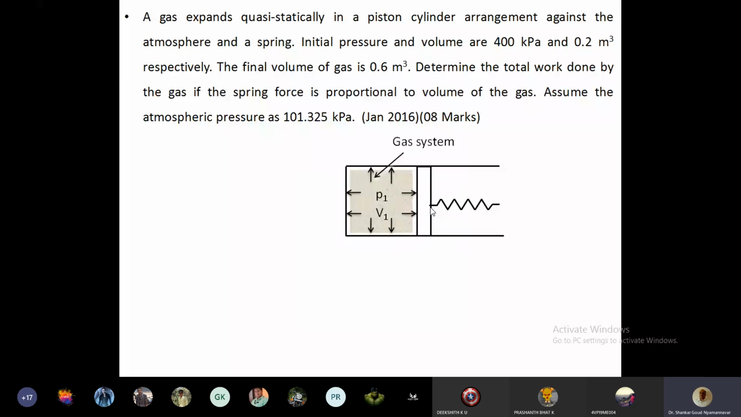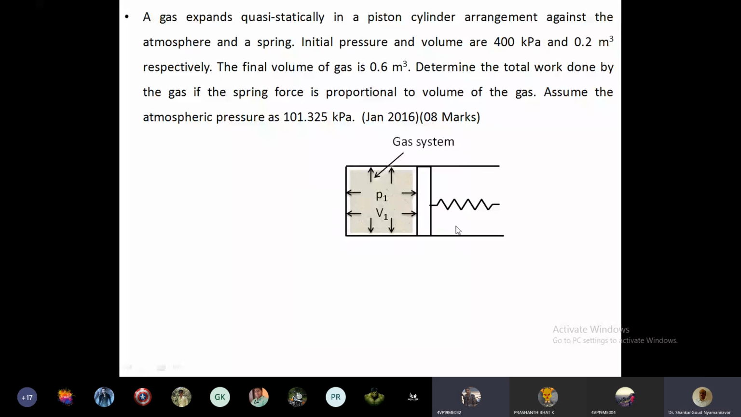Spring length reduces by amount X, or its length increases by amount X. The other end is fixed here. So it is spring loaded. If you compress the spring or extend the spring, what is the force exerted by the spring? K is equal to minus F by X, or F is equal to K into X, right?